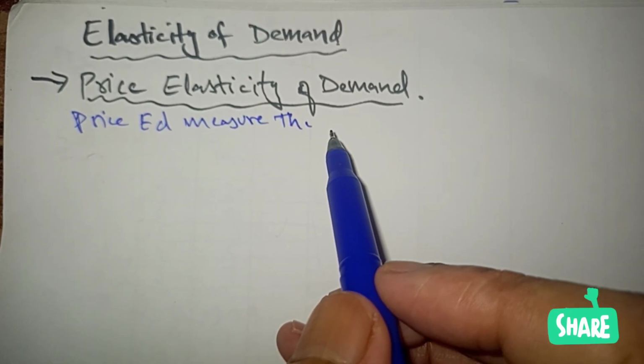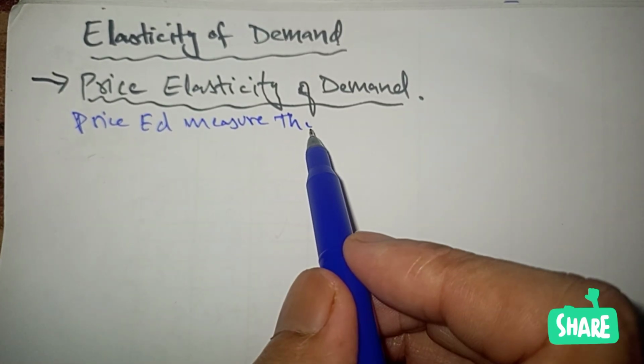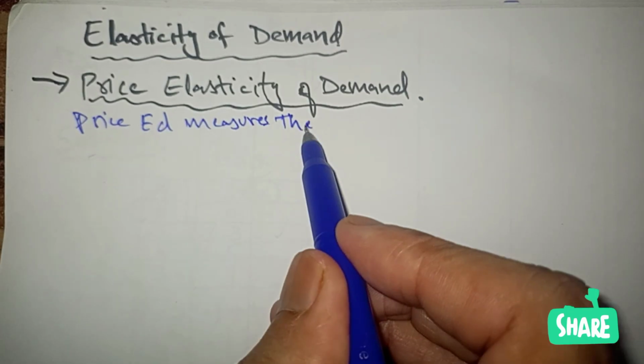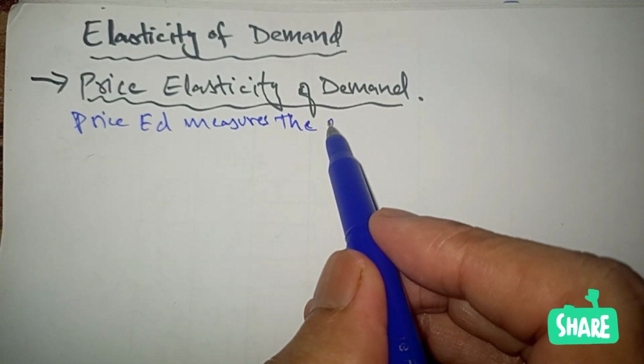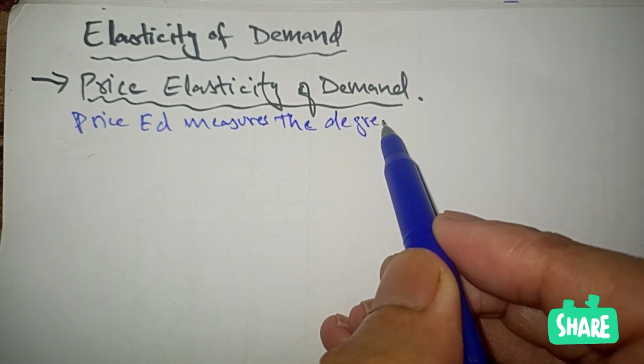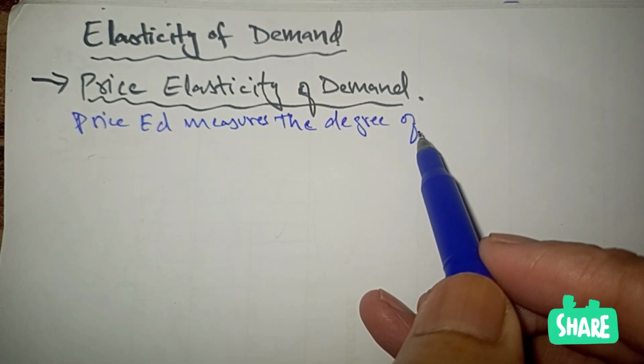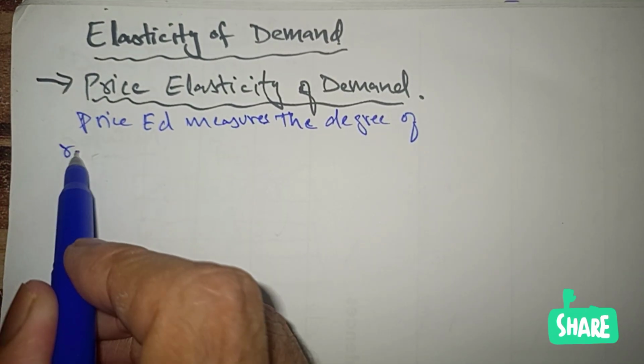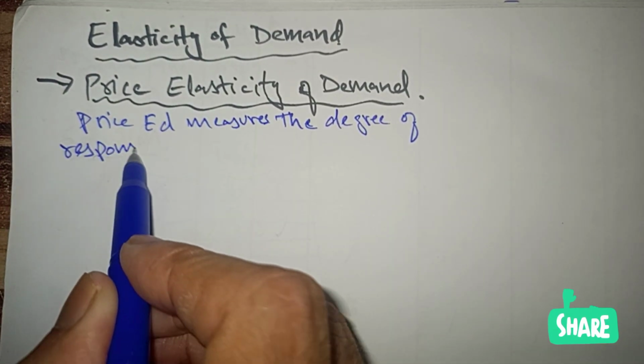Today our topic is elasticity of demand. Elasticity means the extension and contraction of anything. And when we say elasticity of demand, it means the contraction and extension in demand.